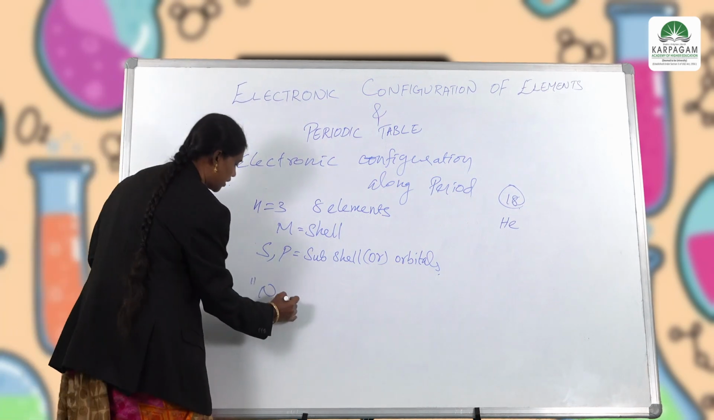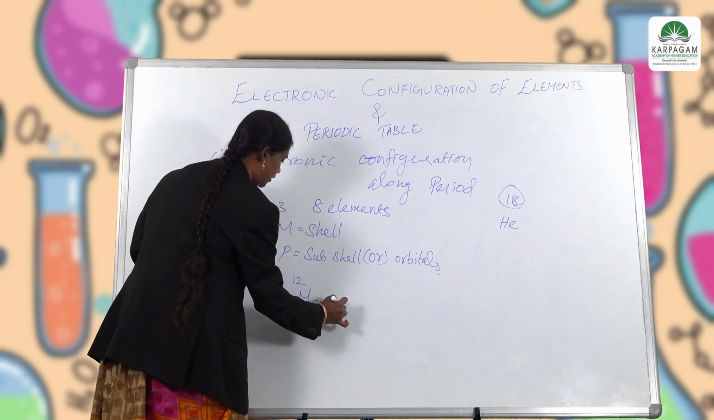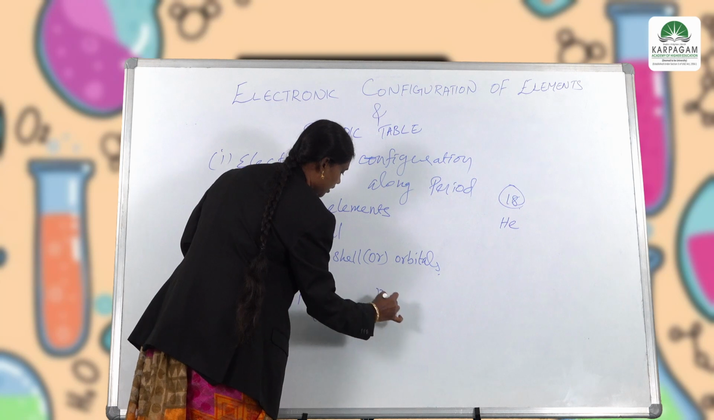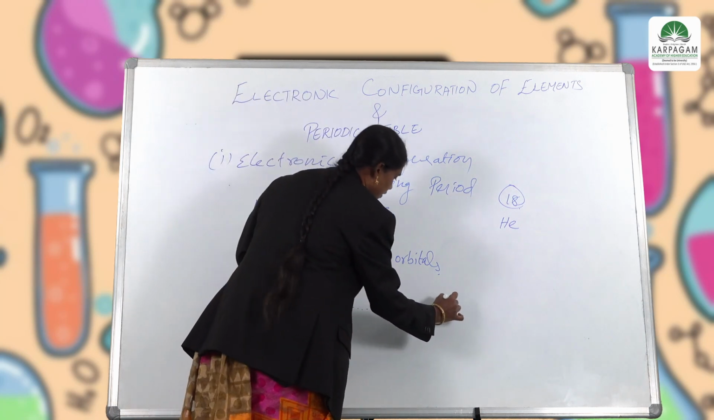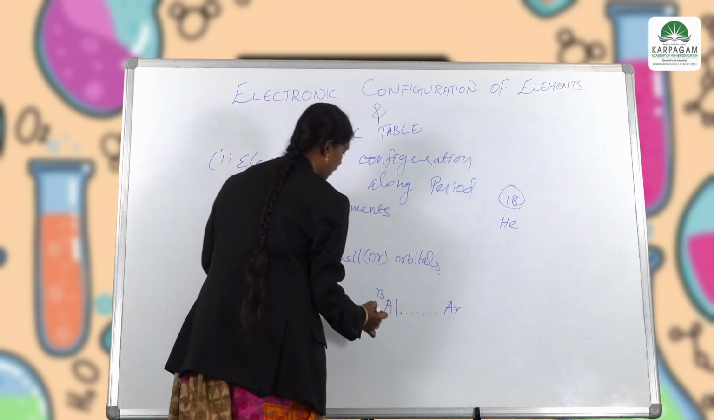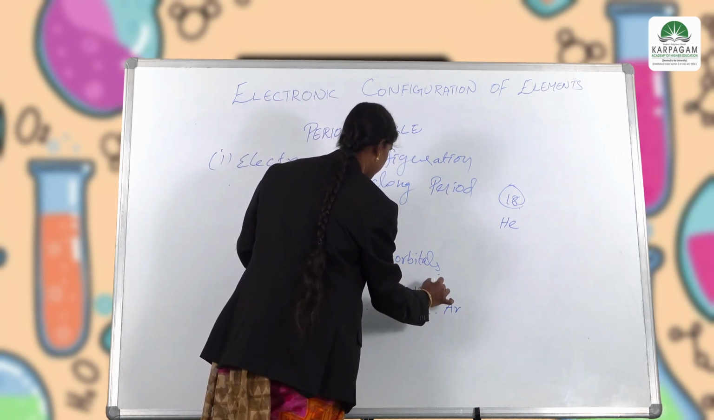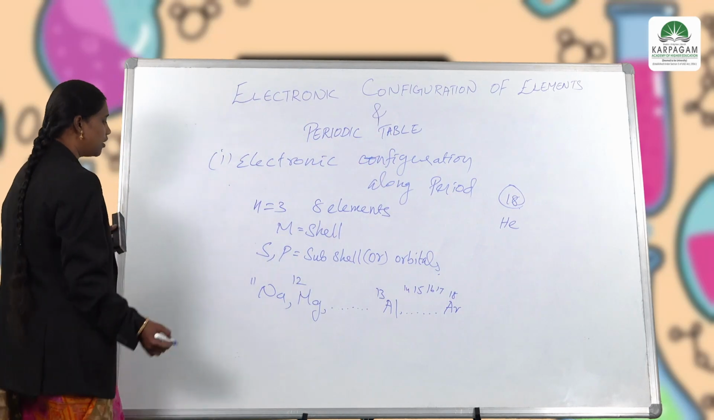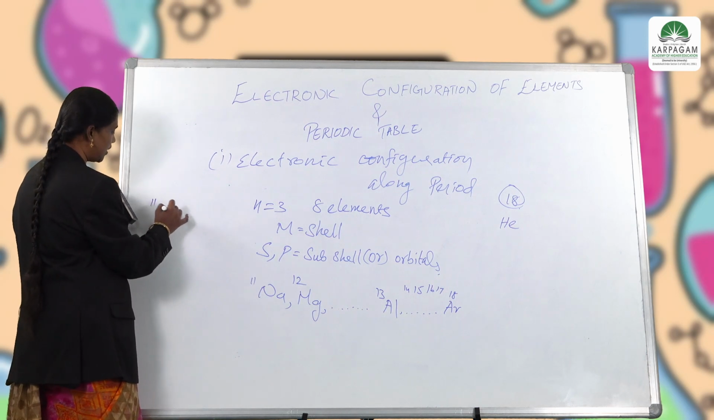Here, magnesium is 12 and aluminium is 13, up to argon. So 13, 14, 15, 16, 17, and it is the 18th element. Here also, sodium has 11 electrons.